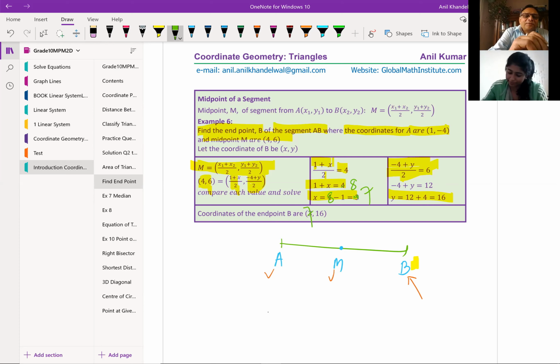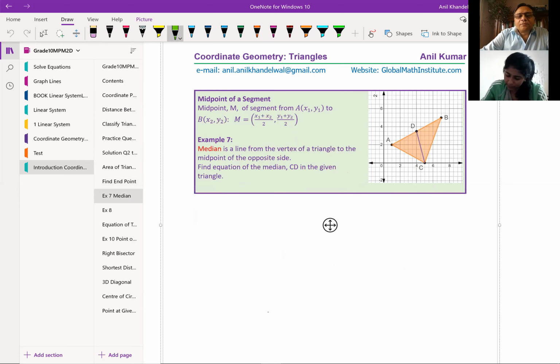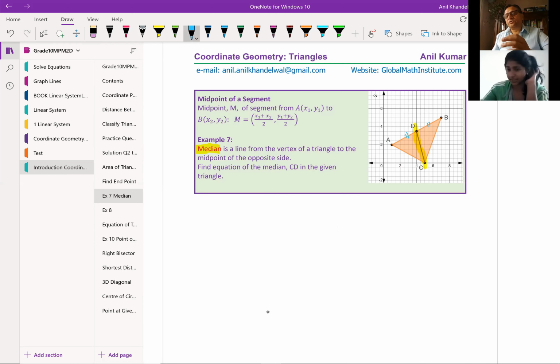Okay. Correct. Now let's talk about median. Now, median is a line. So let's see the definition of median. So can you please read the definition of median from here, Amy? Yes. Median is a line from the vertex of a triangle to the midpoint of the opposite side. So this line from C to D is the median, right? And that is the midpoint. That is what we're trying to say. That is the median from the vertex to the midpoint.